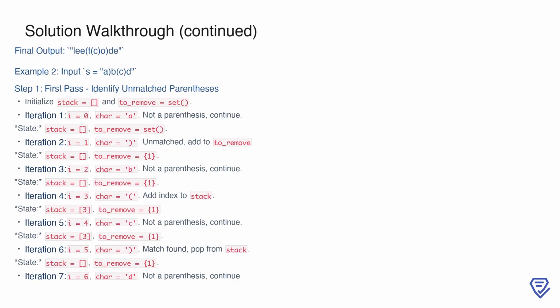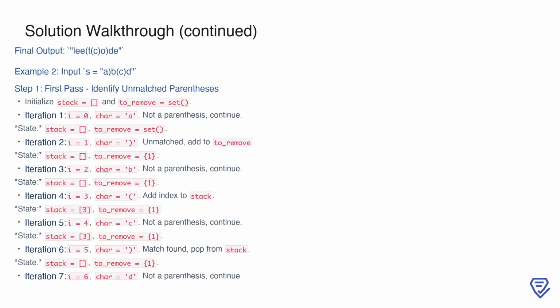Now, let's move to the second example with the input string s equals "a)b(c)d". Again, we start with an empty stack and an empty set, to_remove. As we iterate through the string, we first process a, which is not a parenthesis, so we skip it. At index 1, we encounter a closing parenthesis. Since there is no unmatched opening parenthesis in the stack, this closing parenthesis is unmatched, so we add its index to to_remove. We continue processing characters like b, skipping them as they are not parentheses.